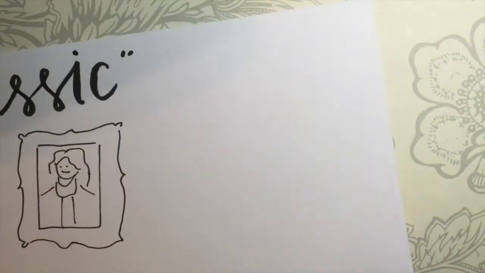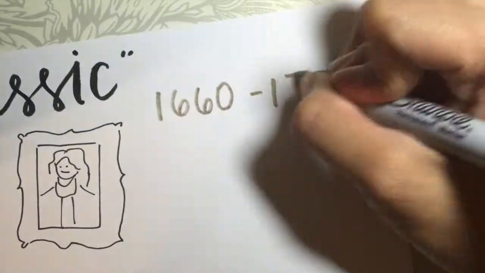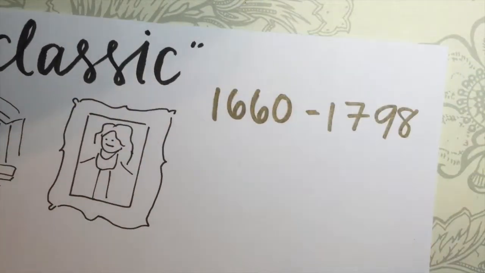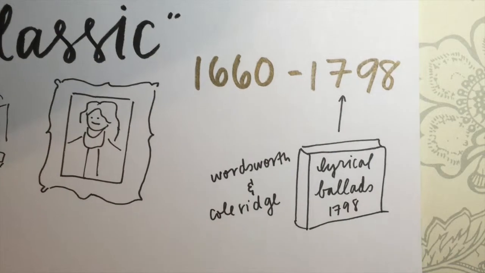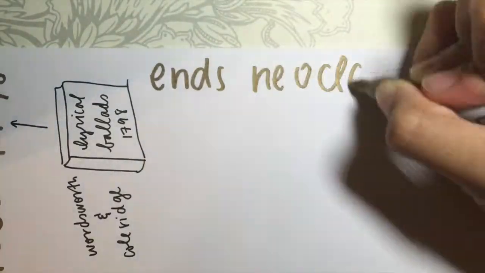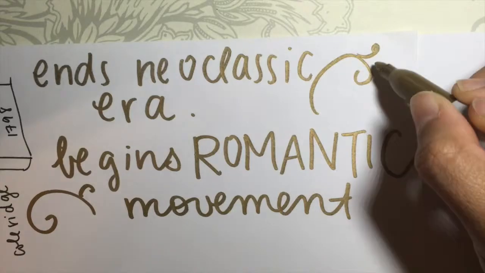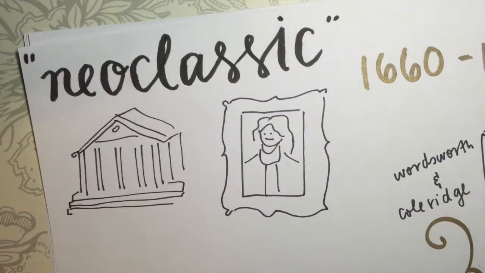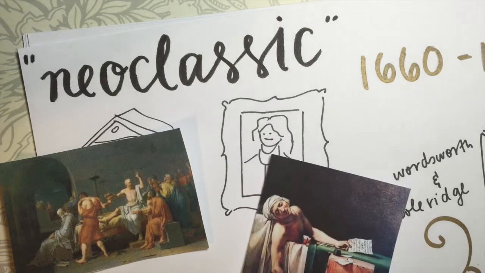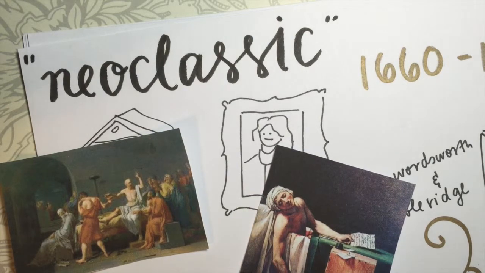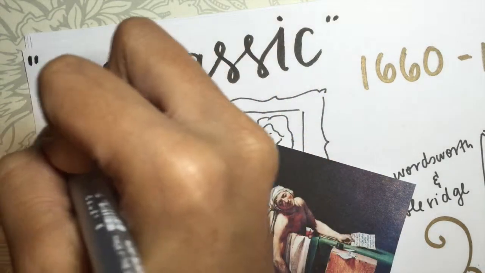Many historians get very specific and say that it spans from 1660 to 1798, the year William Wordsworth and Samuel Taylor Coleridge's book Lyrical Ballads was published, marking the beginning of the English Romantic movement in literature and ending the Neoclassical era. Simply by glancing at a few of the artistic pieces of this time, you can see that people are really trying to bring back all classical things Roman and Greek in a new way, hence the word neoclassic.